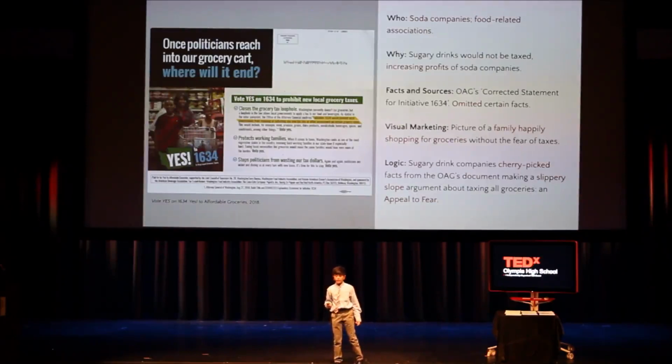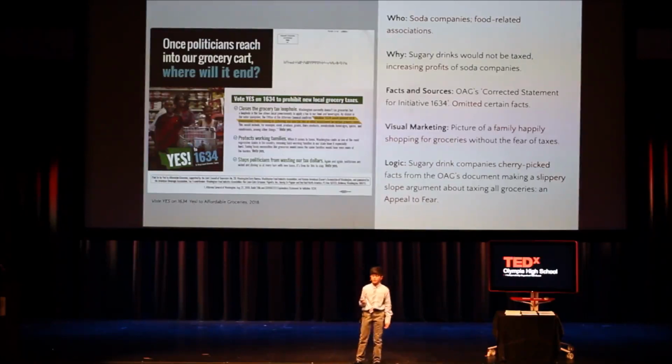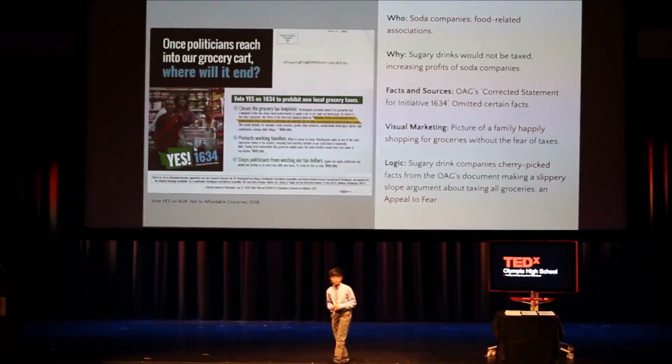Well, their facts and sources? They have listed their source as the Office of the Attorney General, or OAG's, corrected statement for 1634. That same document also says that historically, food has been exempt from taxes, so they aren't coming after your carrot. Their visual marketing, it's pretty direct. The picture of the family happily shopping for groceries reinforces the idea that they don't fear taxes on their food.